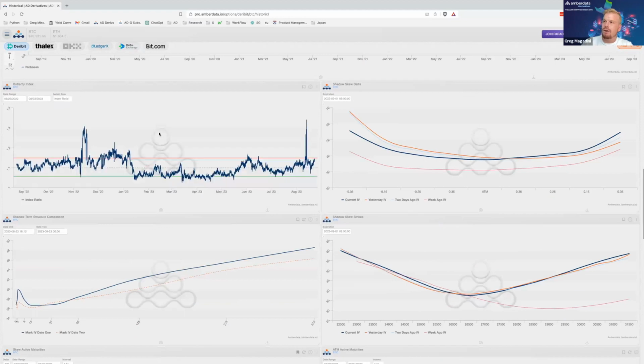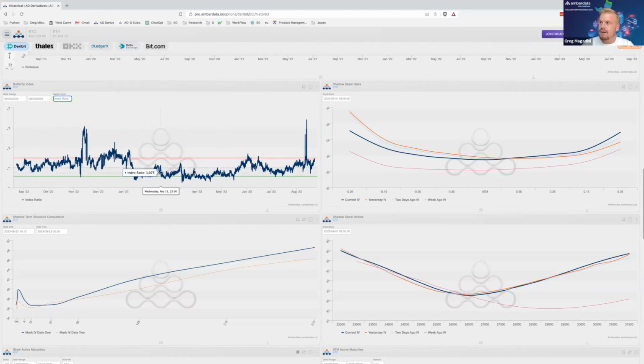So this is a really good way to look at the price of convexity. So what we do here is we take the DVOL index, the Bitcoin VIX, and we divide it by at-the-money 30-day implied vol. And now what we're doing is we're isolating the curvature. And so we can see here, this ratio, I go to index ratio instead of spread. Spread is the difference between the two. Index ratio is the division between the two.